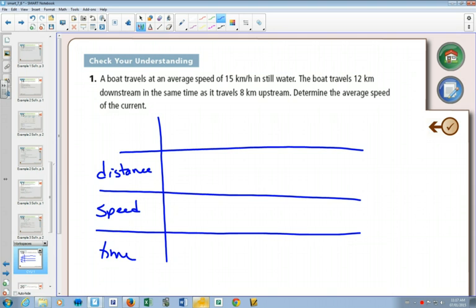Travels 15 kilometers in still water. Downstream, the same amount of time it takes to go upstream. So we are going downstream and upstream. What data do we know right away?